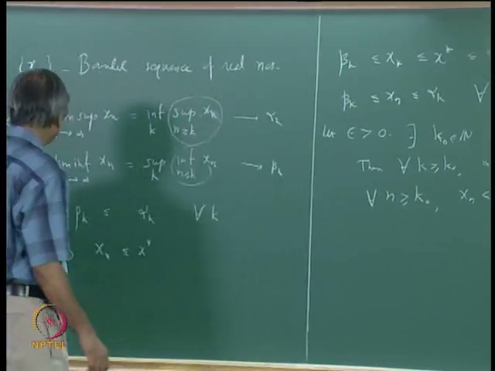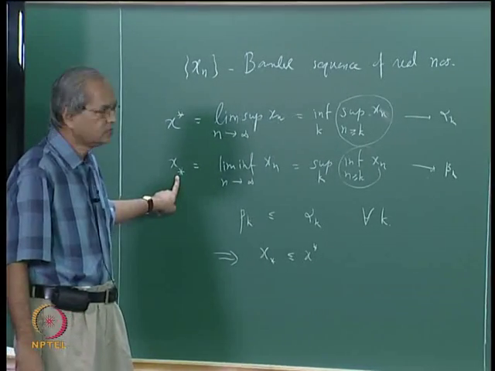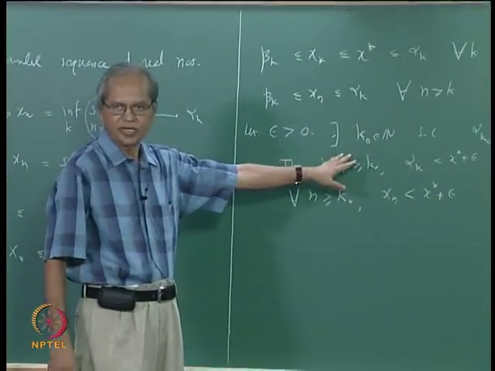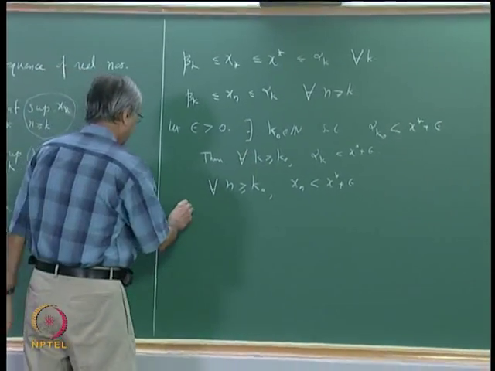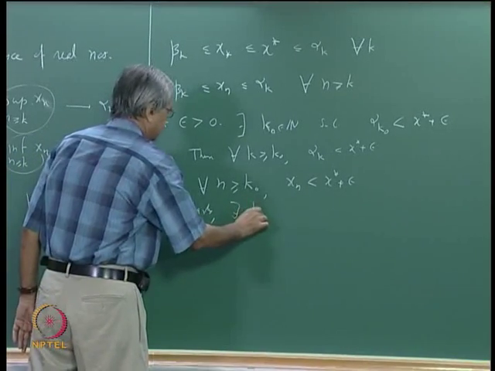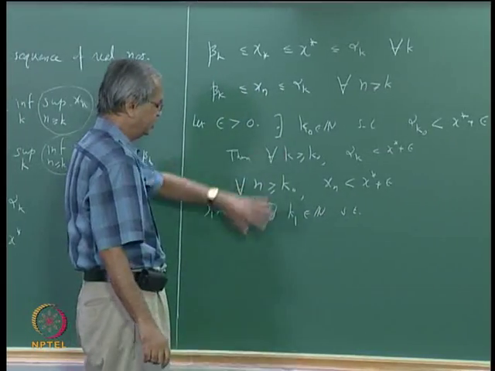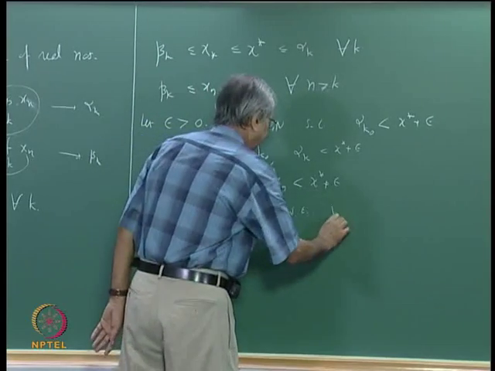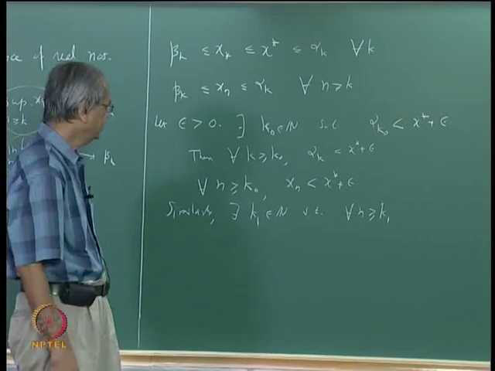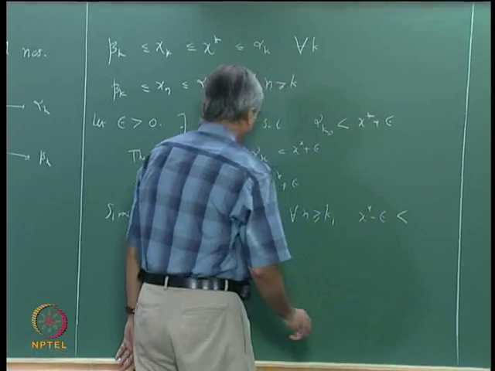What can we say similarly for this number? For example, k naught may be different. We can say there exists some k1 in n such that, I will skip this step, for all n bigger than or equal to k1, x star minus epsilon is less than xn.